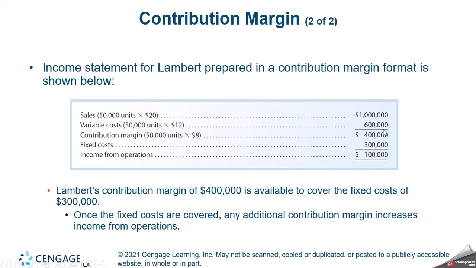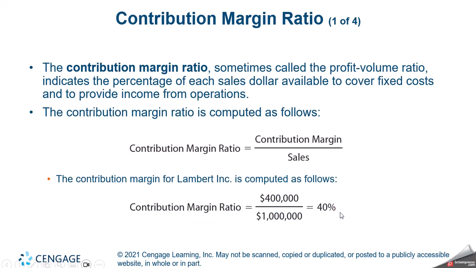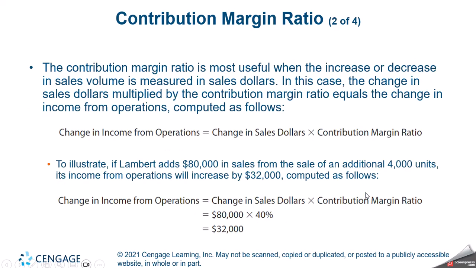So if we increase our number of units sold, that's just going to increase our income because the fixed costs are already covered. The contribution margin ratio is the contribution margin divided by the sales. So 400,000 divided by $1 million gives us a 40% contribution margin.